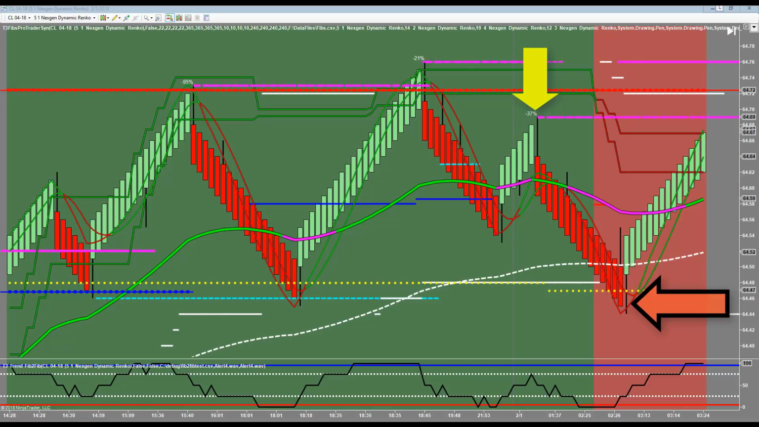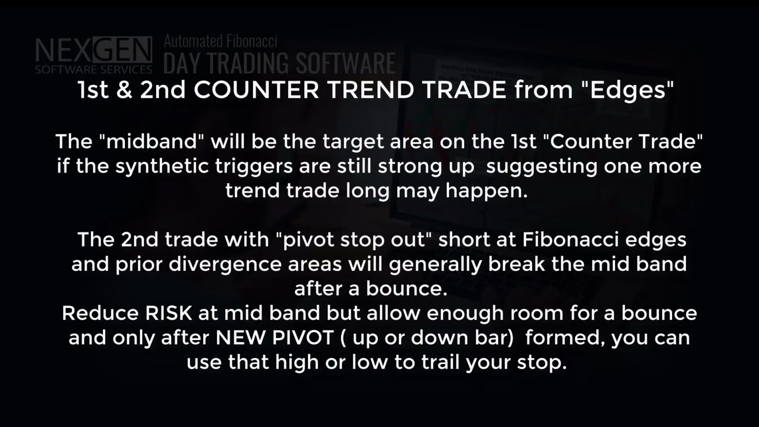So again, you have to go into each of your trade setups with an expectation of the target areas. Should they hold? How exactly am I going to manage my stops? What should happen next based on the read of my fibs, trigger lines, and divergence areas?